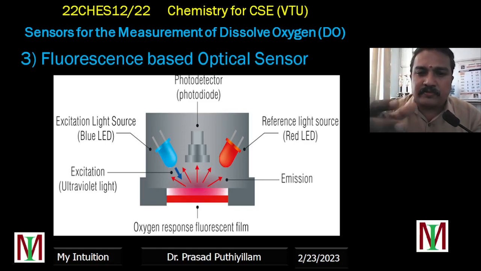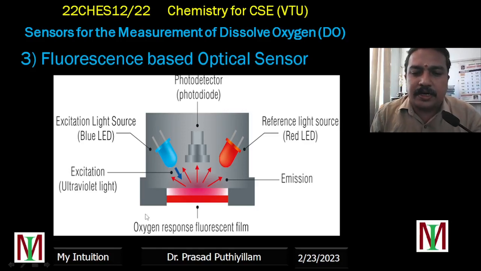Varying oxygen concentration, different reflection light will be reflected at a different concentration. Based on that, the amount of oxygen can be detected.